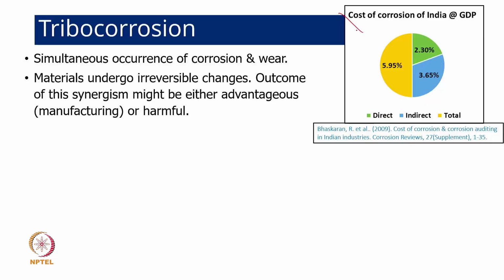Now this slide says that the cost of corrosion is roughly 5.95% of GDP economically. Of course, 2.3% is direct, which we really learn, and 3.65% is indirect in this case. This has been detailed in a 2009 paper. And we say tribocorrosion is basically the simultaneous occurrence of corrosion and wear.